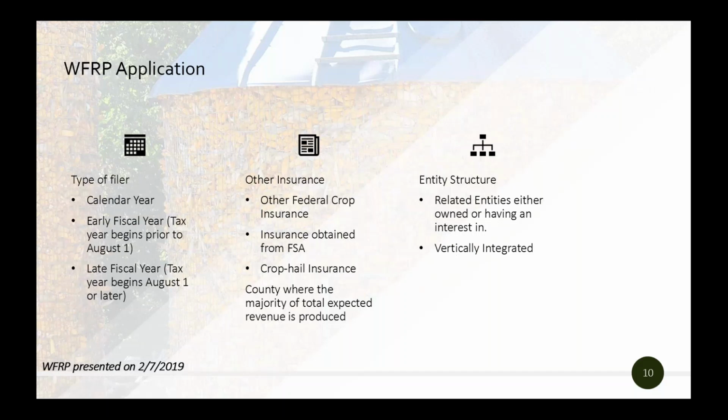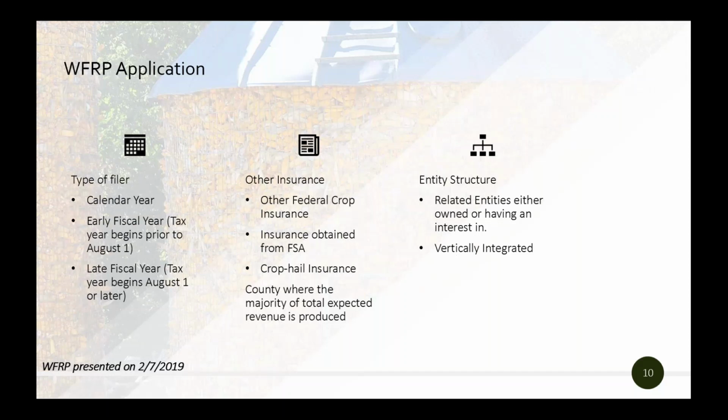When you visit with your agent, if you have other insurance in force, be sure to let your agent know that up front. Don't like surprises later in the year. That includes insurance that may be obtained from FSA, so if you have some NAP coverage or livestock coverage from one of the various livestock offerings by FSA, you'll need to let your agent know, and any crop hail insurance.